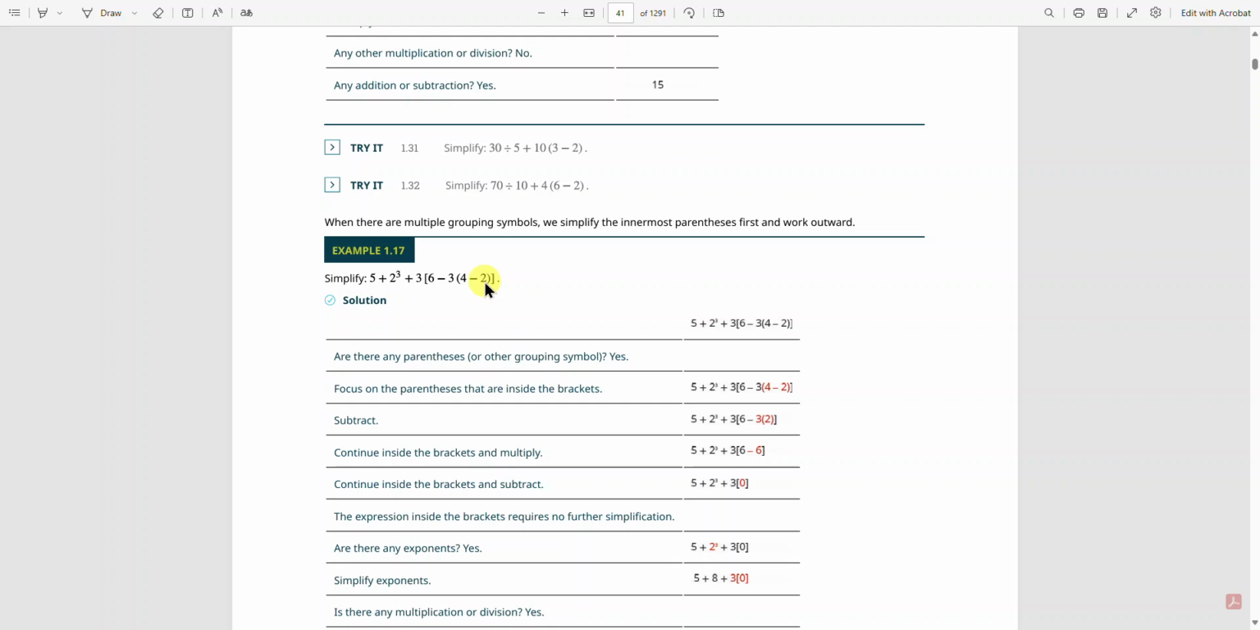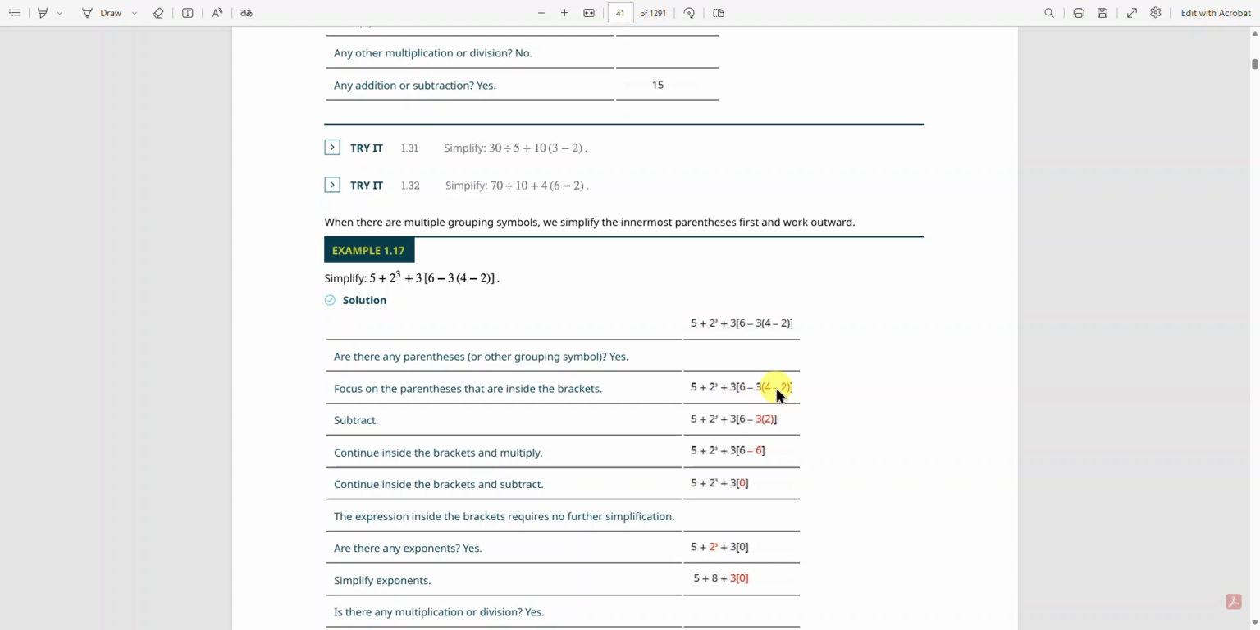And the order of operations tells us to start with parentheses. And it says to start with the innermost parentheses because we have two different sets of grouping symbols here. We've got parentheses, 4 minus 2, and then we've got these brackets which contain this entire expression. So the rule tells us to start with parentheses and grouping symbols and work from the innermost group first. That would be this parenthesis here. Inside this innermost parenthesis, we have 4 minus 2. So we would solve that first, which is equal to 2. And we can see that right here. We see 5 plus 2 to the third power plus 3 times 6 minus 3 times 4 minus 2.